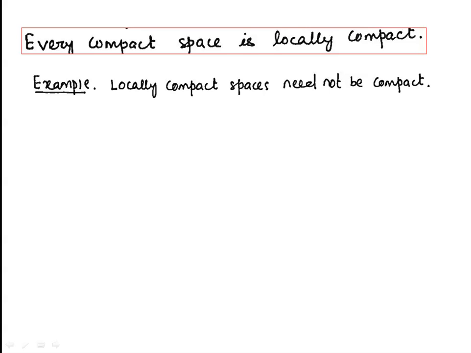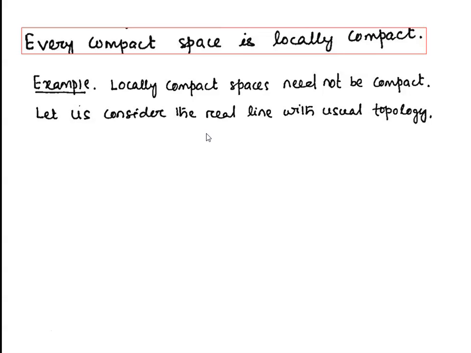This we can prove in this way. If X is a compact space, then if we take any point x in X, we can take K as the whole space X. So for every point, the space itself serves as a compact subspace K, which contains an open neighborhood around that point. So every compact space is locally compact. Now the converse is not true. That means locally compact spaces need not be compact.